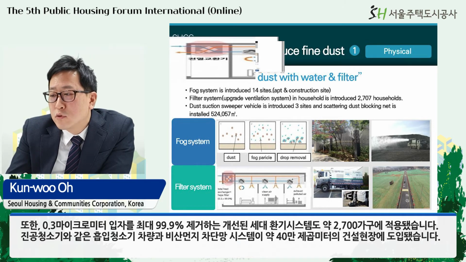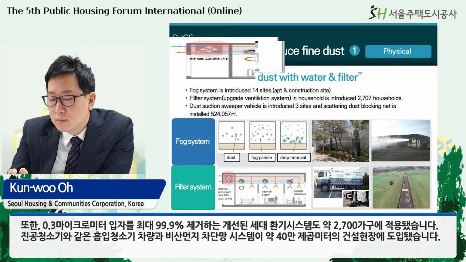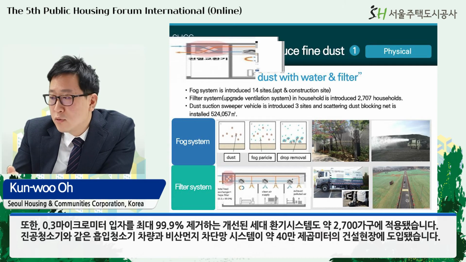Dust suction sweeper vehicles like vacuum cleaners, and dust scattering and dust blocking net systems, were introduced in about 400,000 square meters at construction sites.